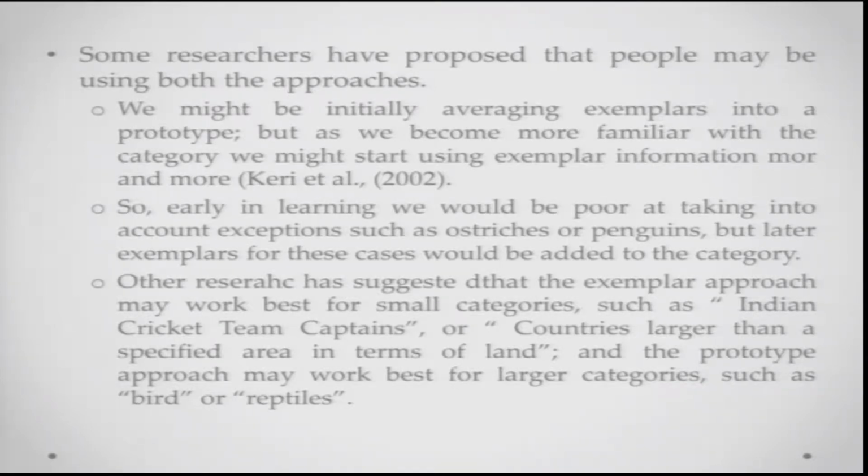So, early in learning, we would be poor at taking into account exceptions such as ostriches or penguins. When you come across these real examples, you can include them in the category as exceptions, and when other flightless birds come, you can compare them and categorize them correctly. Also, research suggests that the exemplar approach may work best for smaller categories such as Indian cricket team captains or countries larger than a particular area, and the prototype approach may work best for larger categories, all birds, all reptiles, etc.